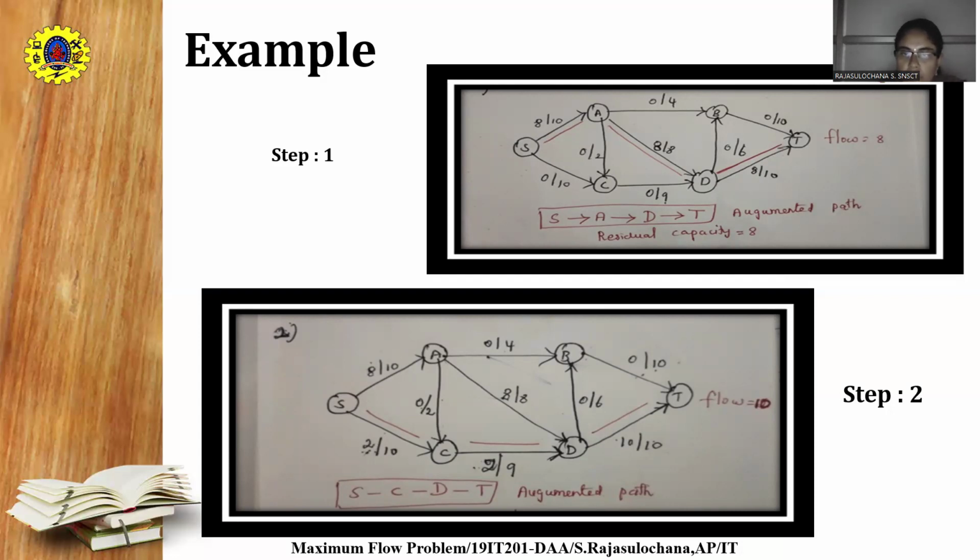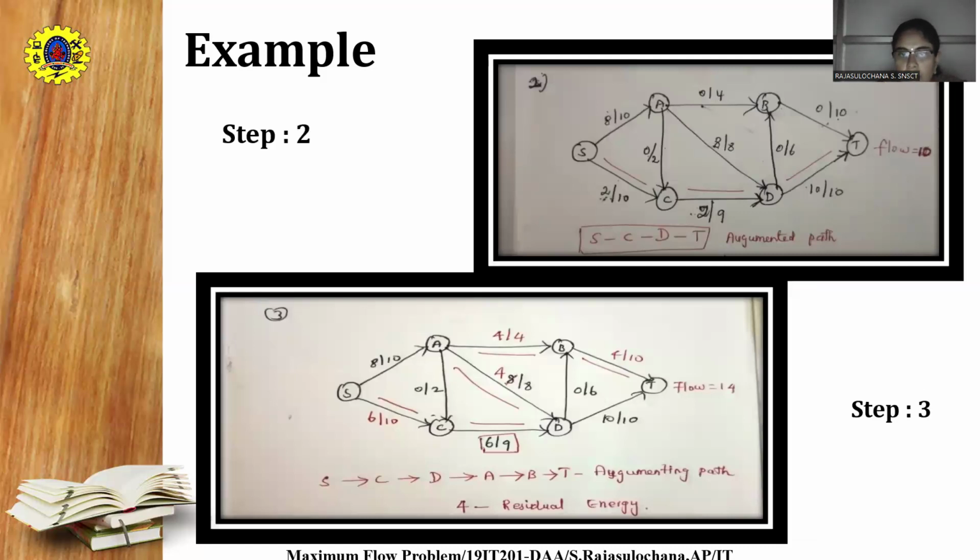So if you see this, initially the flow was 0, and when we chose the previous augmenting path, the flow was 8. Now the residual capacity is 2. So we have to add this flow to the initial flow. So initial flow is 8 plus 2, current flow is equal to 10. So if you see the path D to T, the flow becomes equal to capacity. So capacity is also 10 and flow is also 10, which means there is no more flow allowed in this particular path from D to T. So this particular path will be terminated.